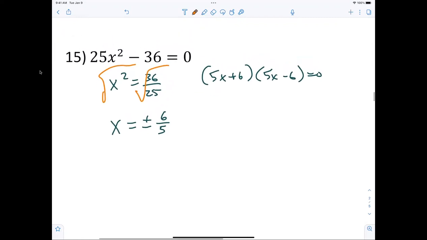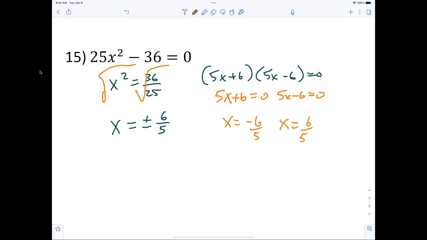Or you can factor it. That would be the easy way also. 5x plus 6, 5x minus 6. And then you just set those factors equal to 0. And then what do you know? X equals negative 6/5. X equals 6/5, which is the same as what that is over there. Okay. That makes sense. Those are just two techniques just to show you. I don't care how you solve it. All right? I don't care. Some ways are just easier than others.